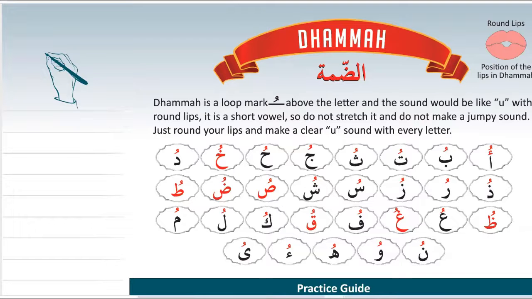Kho. It's just like Jim, but it has a dot at the top, and it has a little snoring sound. And this is an awesome letter, so we have to make this kho sound heavy. So kho, dhamma, khu. Kho, dhamma, khu.